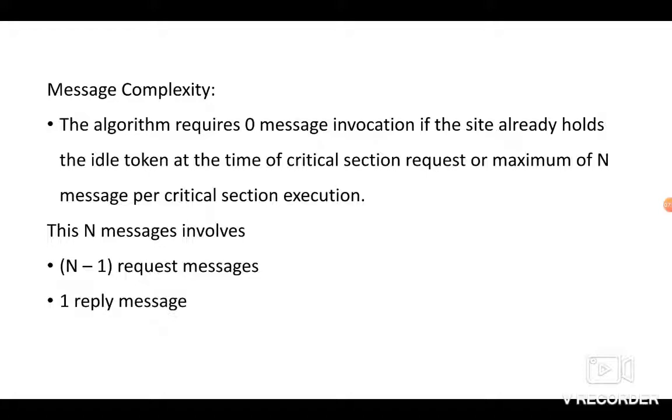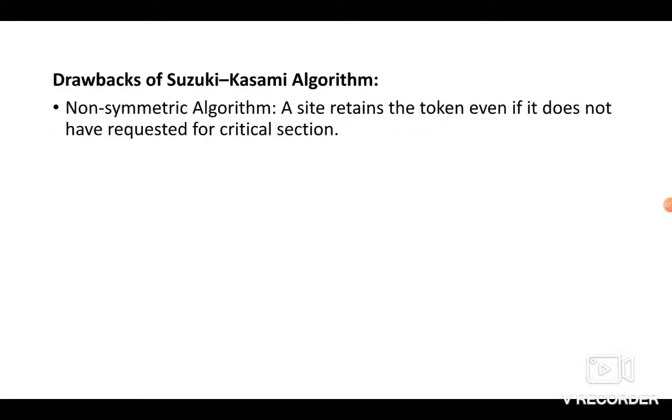The message complexity of this algorithm is as follows. It requires 0 messages if the site already has the token. If it does not have the token, we need a total of n messages, that is n minus 1 request messages and 1 reply message.